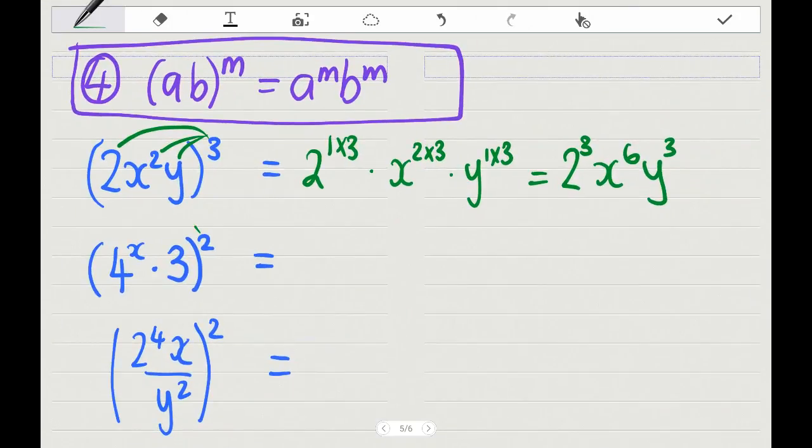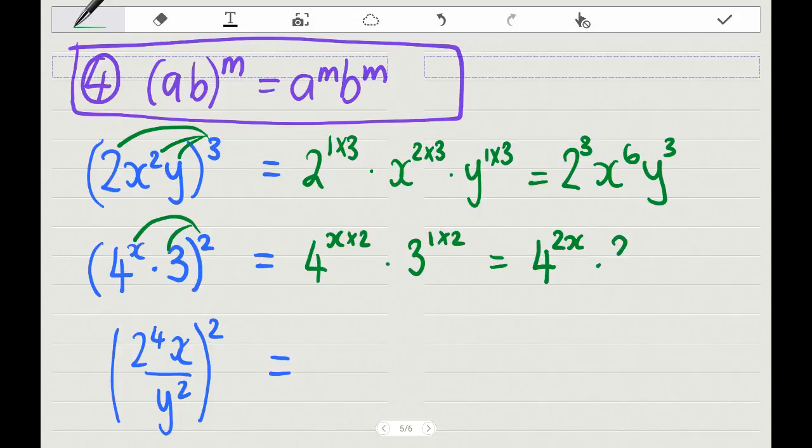Okay, so this one here, again, we are distributing to each term. So this is 4x times 2, 3 times 2, 1 times 2. So we're multiplying each thing by 2. And that's 2x times 3 to the power of 2.